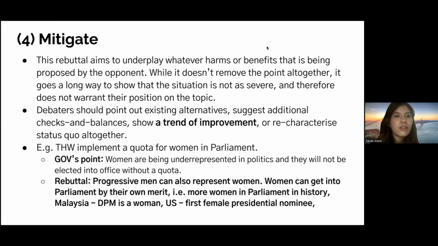If you are wanting to mitigate, what you can do is you can do things like, number 1, proving how there are existing alternatives. Number 2, you can suggest additional check and balances. I'm well aware that you guys might be kind of confused, like what are all these things? It's okay, I'll explain a bit. You can also show a trend of improvement, or you can recharacterize status quo altogether.